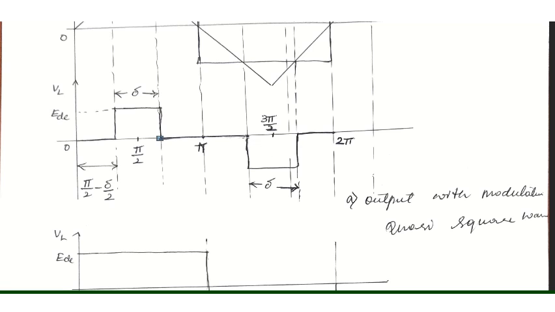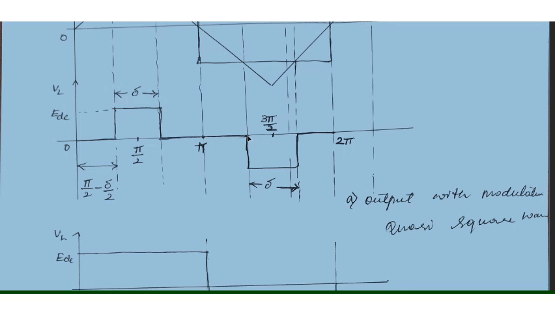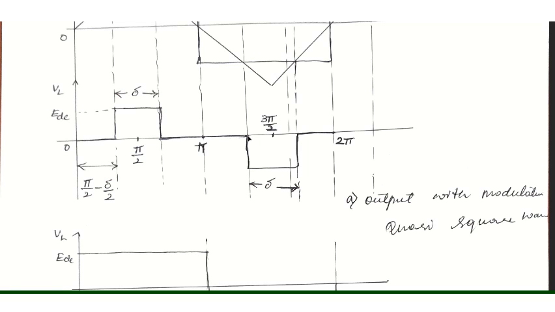Similarly here, for this duration, the center is 3 pi by 2. Again as I mentioned, if the width of the pulse is delta, then this part will be delta by 2, and again this part will be delta by 2. So this time instant omega t will be 3 pi by 2 minus delta by 2, and here it will be 3 pi by 2 plus delta by 2. I hope you are able to get my point. So if you observe the waveform, the limits you have to take are from pi by 2 minus delta by 2 to pi by 2 plus delta by 2, and here 3 pi by 2 minus delta by 2 to 3 pi by 2 plus delta by 2.